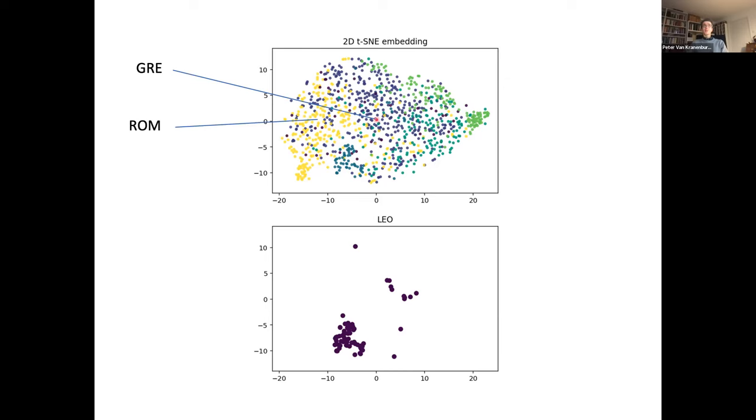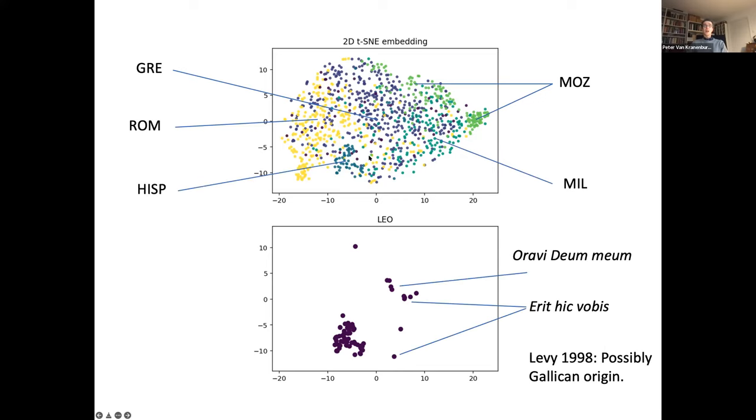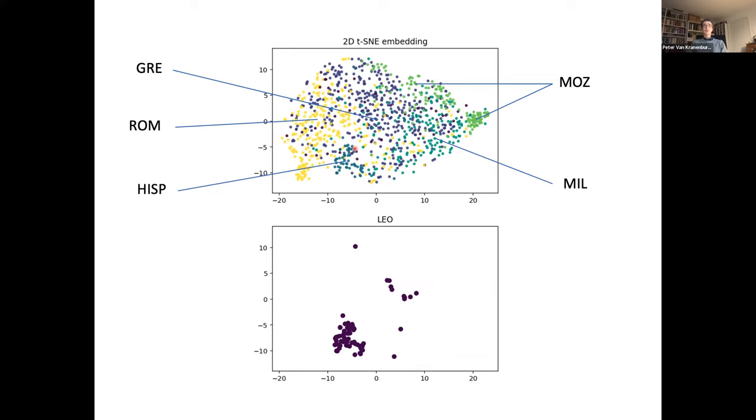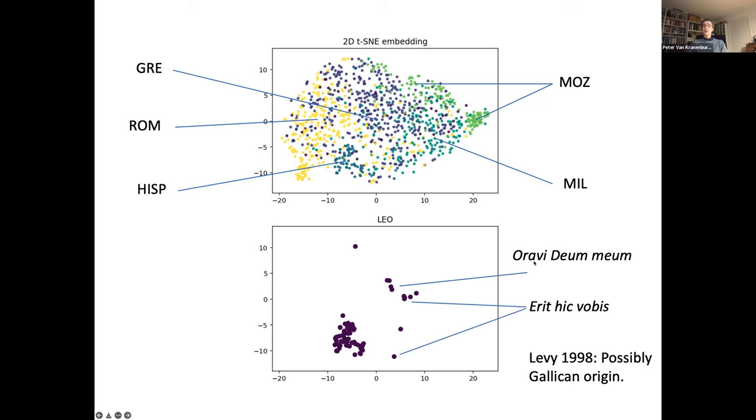So all the dark dots are Gregorian chants, all the yellow are Roman chants, all the green are Mozarabic chants, the darker green is Milanese, even darker is Old Hispanic. And that's, of course, what we're interested in. What is this Old Hispanic repertoire? How does it relate to the other repertoires? So in the bottom picture, we only have the Old Hispanic chants, and we see there is a cluster and there are some outliers. And again, these outliers are interesting.